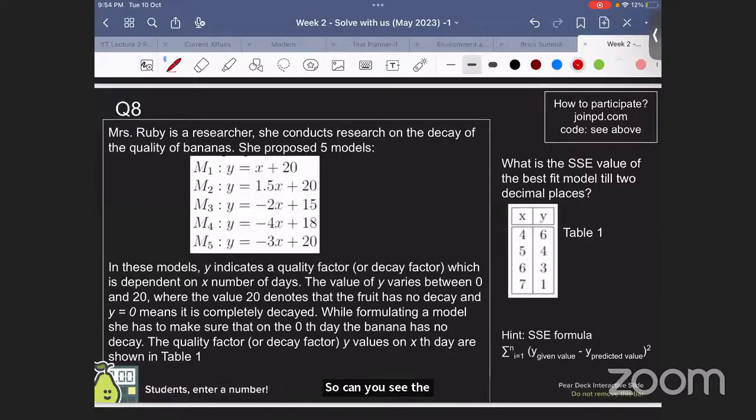Sir, just explain it once carefully. Just read it carefully, sir. In this model, are M3 and M4 wrong? Yes, I'm just reading it again.